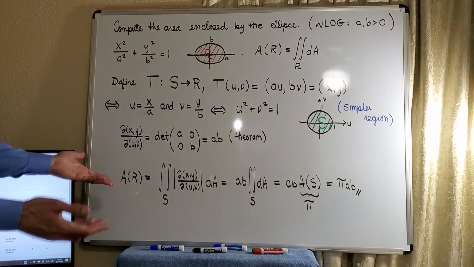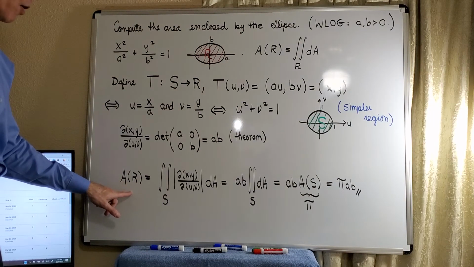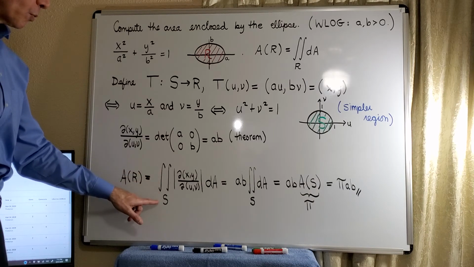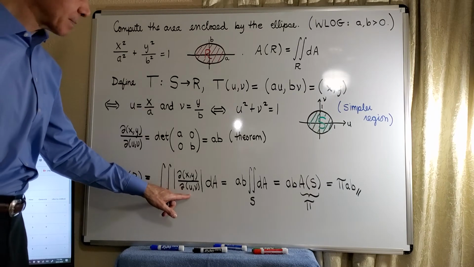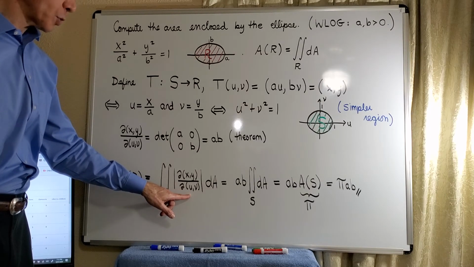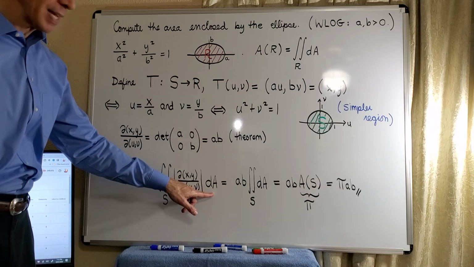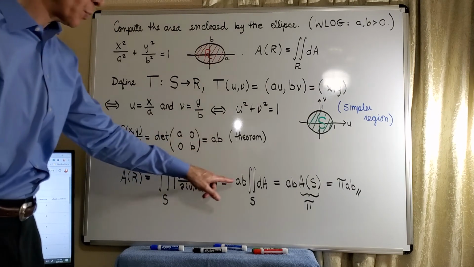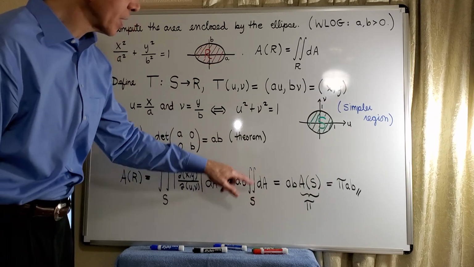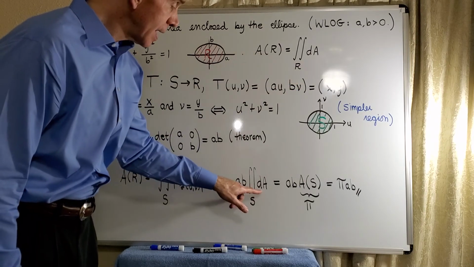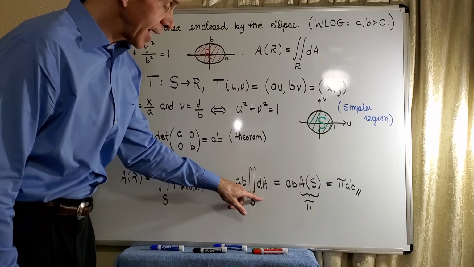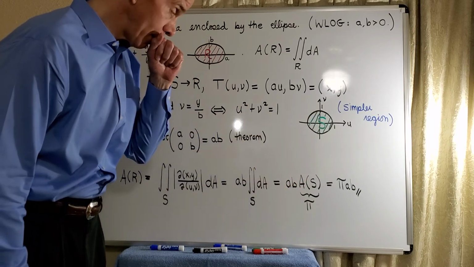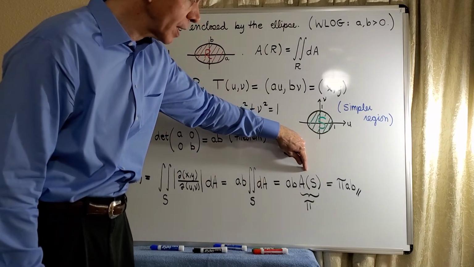So now we're almost done. The area of R can now be replaced using the change of variables as the double integral over S times the absolute value of the Jacobian determinant, integrated with respect to the area element. Now we just computed this. This is just a constant ab which we can extract. And so this double integral represents the area of S. This is ab times the area of S.